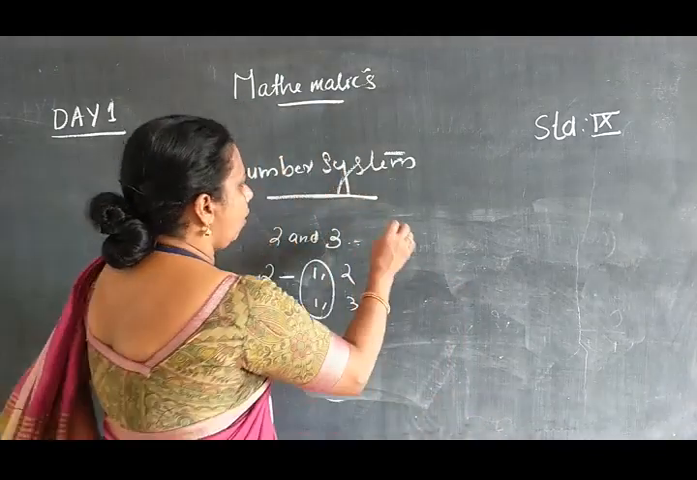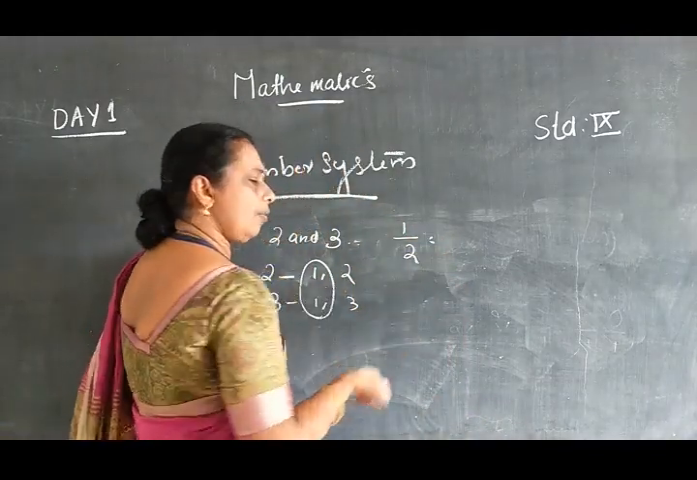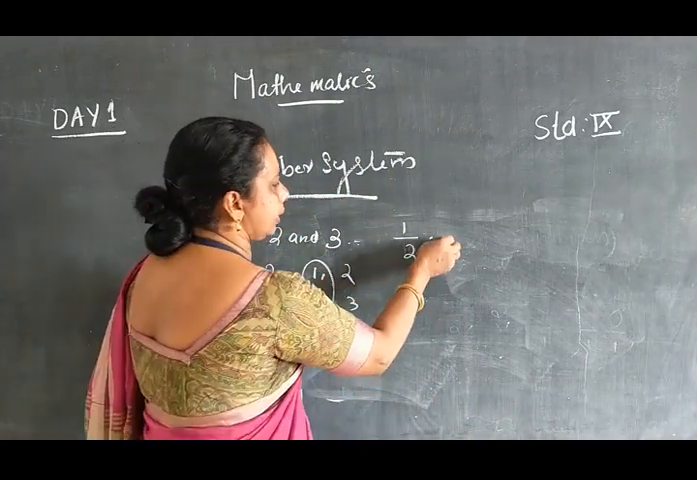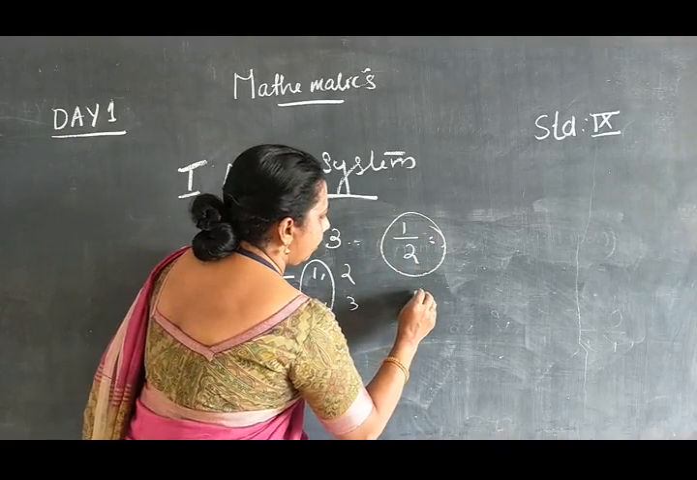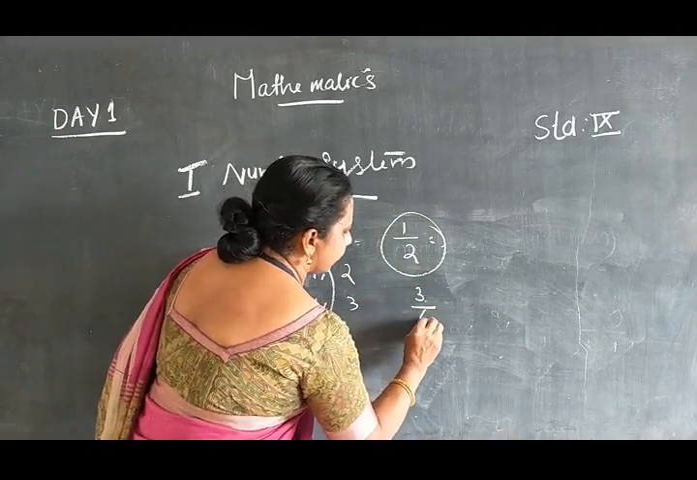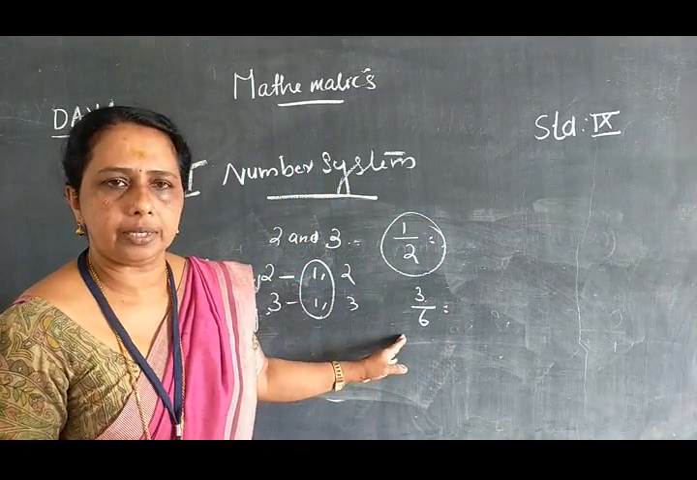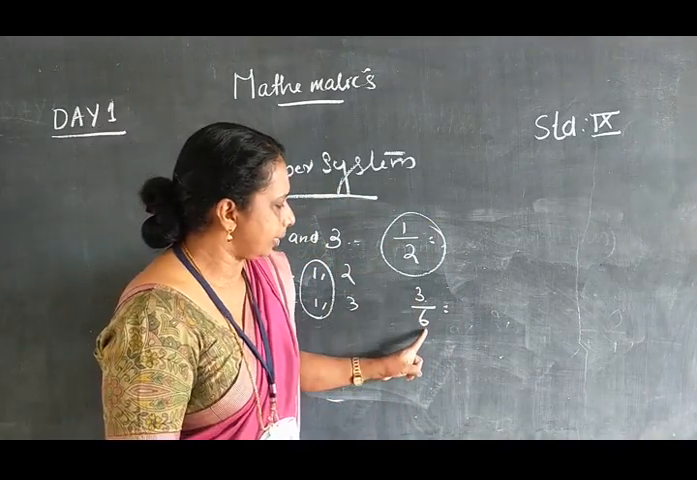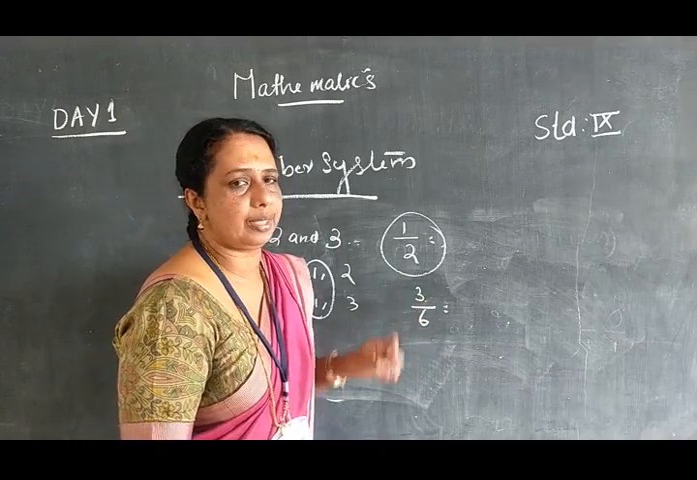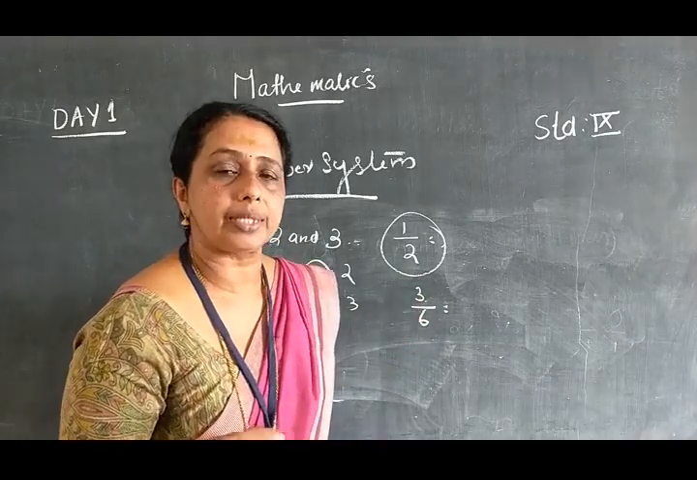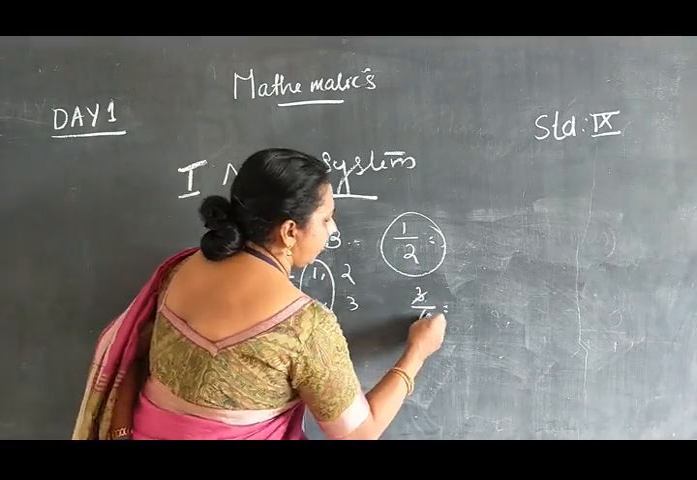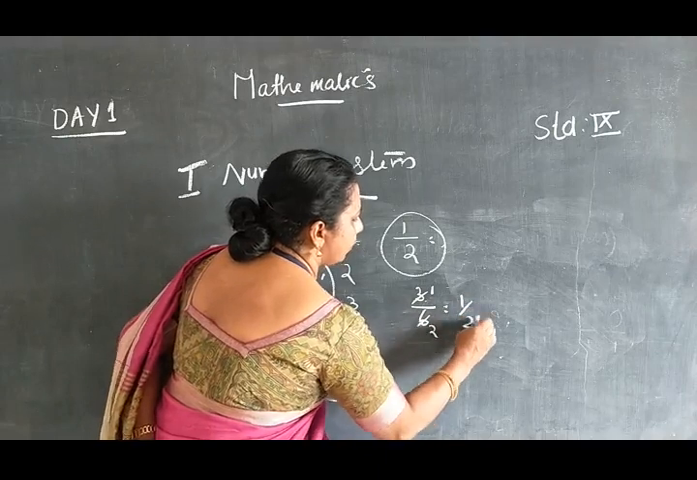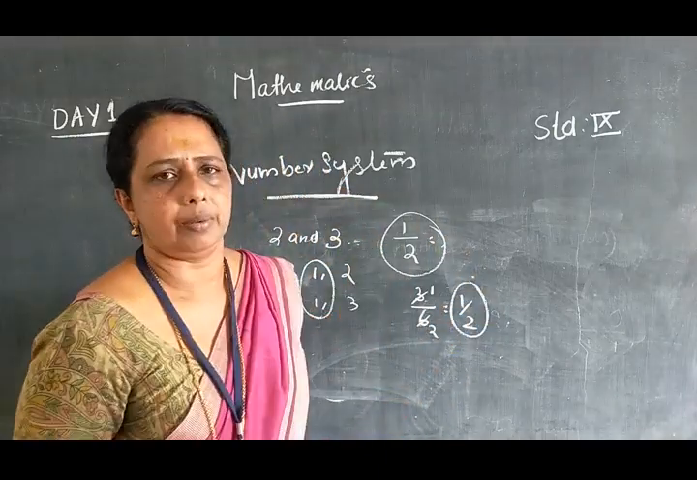For example, 1 by 2, having only 1 as a common factor, the numerator 1 and denominator 2. Yes, it is a rational number. Another example, I am taking 3 by 6. Is it a rational number? Yes, it is a rational number. But 3 and 6 have a common factor 3. We have to make 3 and 6 co-prime, so we will cut and write: 3 ones are 3, 3 twos are 6. That is equal to 1 by 2. It is also a rational number.